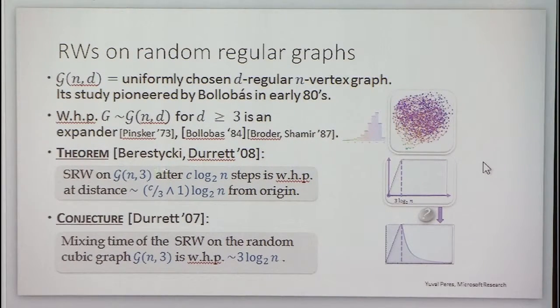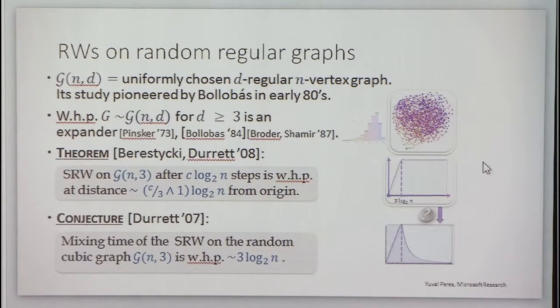So on G n 3, the way the distance from the starting point behaves is very simple. It increases at rate 1/3 until you reach distance log 2 n, which is the diameter, and then it stays fixed. So this is the graph of the expected distance. Notice the distance itself fluctuates, but the expected distance to first order has this very simple behavior.